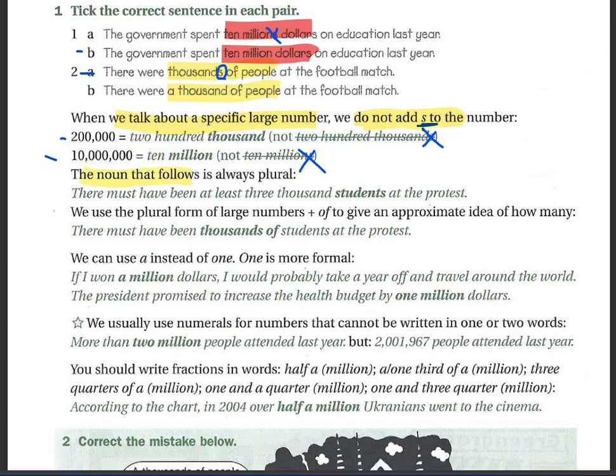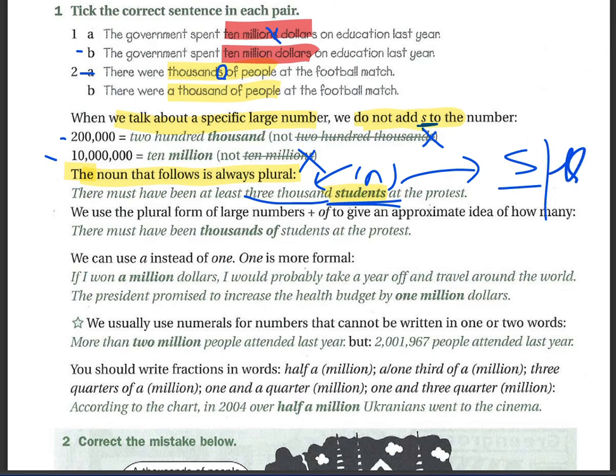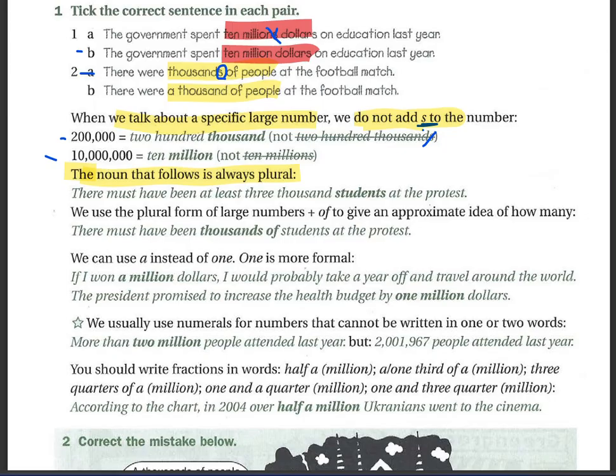2. The noun that follows is always plural. Look at here. There must have been at least 3,000 students at the protest. So here we have 3,000. Yes, thousand does not get S, but the noun after the number must be plural, must get S or ES. And if it's irregular, it should be in the plural form.